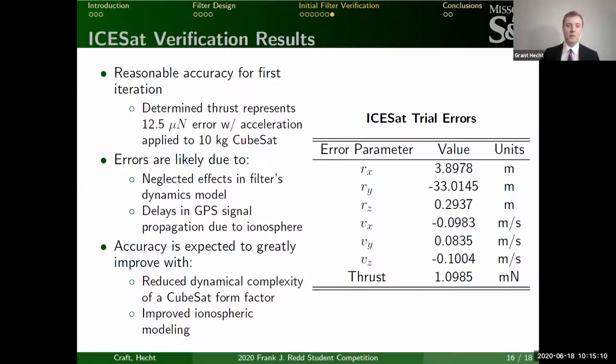and effects neglected within the filter's dynamics model, and are expected to be greatly mitigated with the reduced dynamical complexity for a CubeSat form factor, as well as with improved ionospheric modeling. Therefore, although current estimation errors lie outside of the desired accuracy, sub-meter position error and sub-micronewton thrust error is expected in the final filter design.